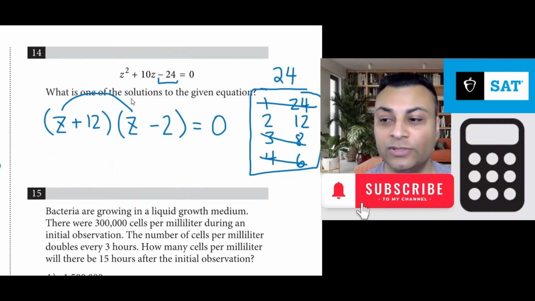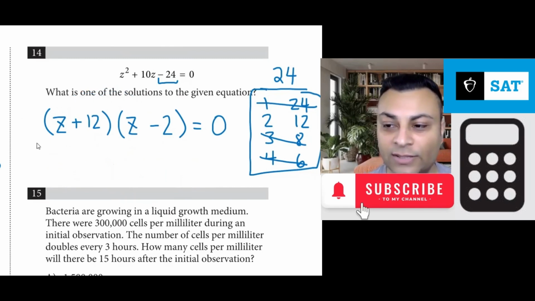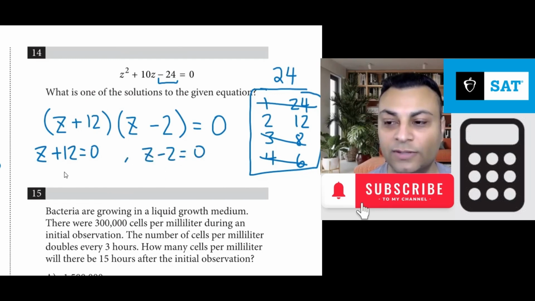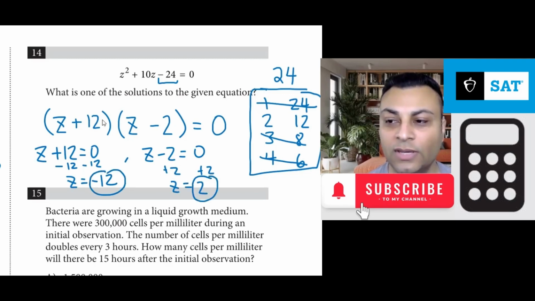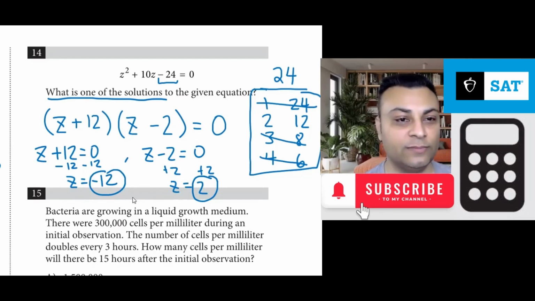So from here, we use the zero product property. We say z plus 12 could be 0, or z minus 2 could be 0. And if you solve this, you subtract 12, and you get z equals negative 12. Here you add 2, and you get z equals 2. So our answers are 2 or negative 12. It says what is one of the solutions. So you can pick either one. It doesn't matter. Just pick either one and they're correct.